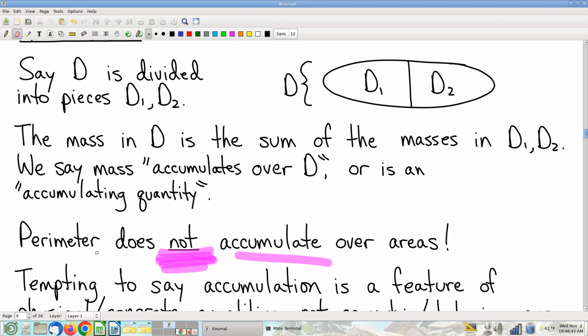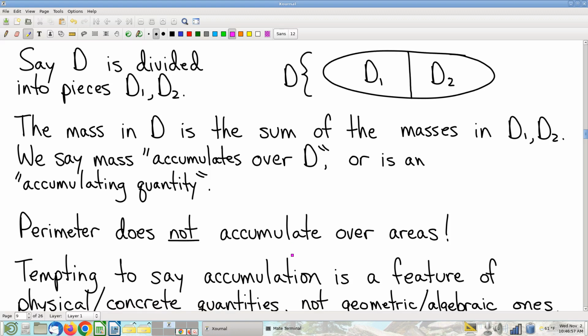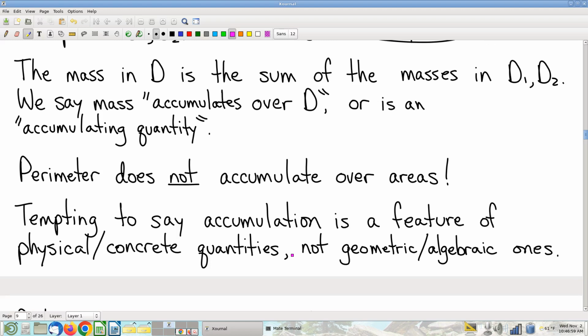Okay. So some quantities accumulate, some quantities don't. All right, now it's tempting to say that's because mass is a real thing that is neither created nor destroyed by arbitrary acts of drawing lines, whereas perimeter is made up nonsense that is basically defined by arbitrary lines. So there's a temptation to say that physical things accumulate and geometric things, probably not. It's just not that simple, though.